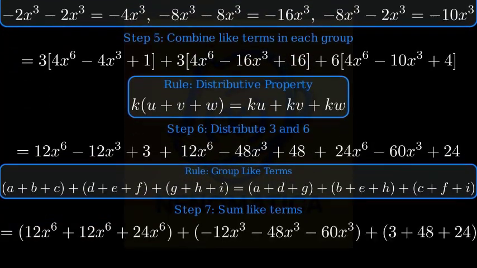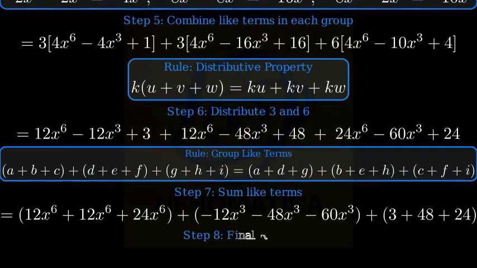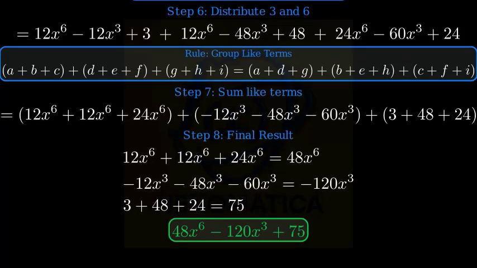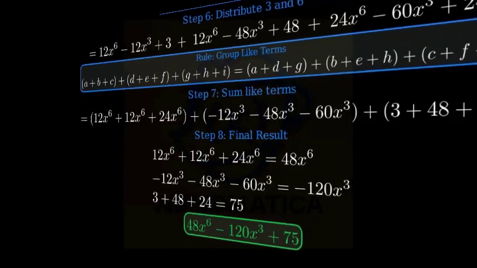Finally, for step 8, we'll compute the final result by adding the coefficients of like terms. 12x to the 6th plus 12x to the 6th plus 24x to the 6th gives us 48x to the 6th. Negative 12x cubed plus negative 48x cubed plus negative 60x cubed gives us negative 120x cubed. And 3 plus 48 plus 24 gives us 75. So our final answer is 48x to the 6th minus 120x cubed plus 75.